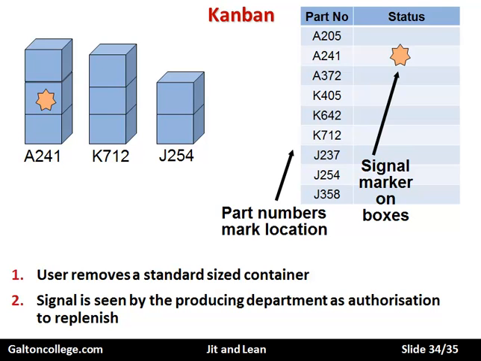And at that point the box is returned and a sticker is put onto the box. So now the personnel who are responsible for replenishing the stocks will see that box A241 is empty and that needs to be replaced. The stock needs to be replaced in the box. Very straightforward and very simple, and yet very effective.